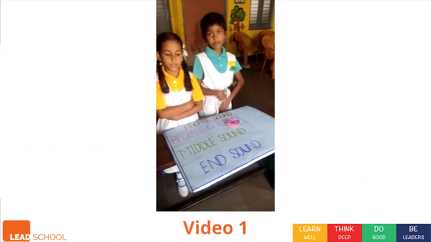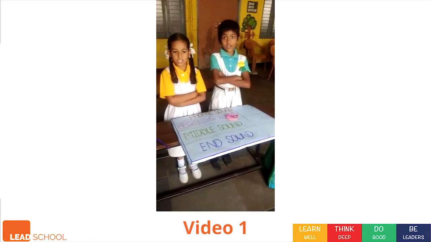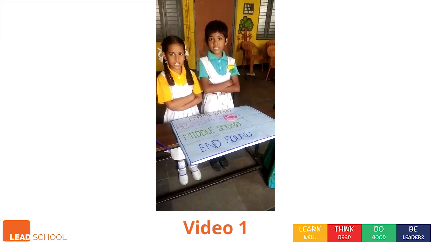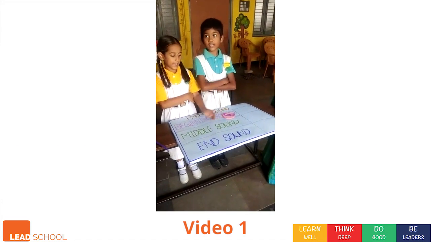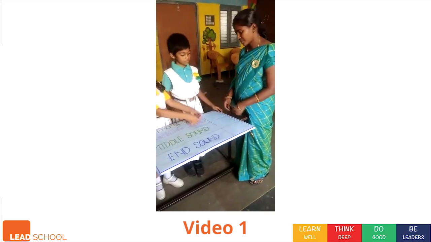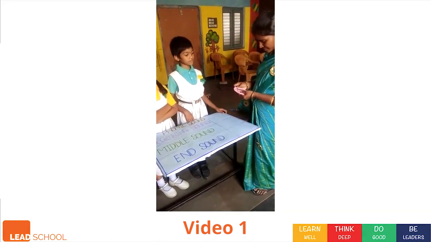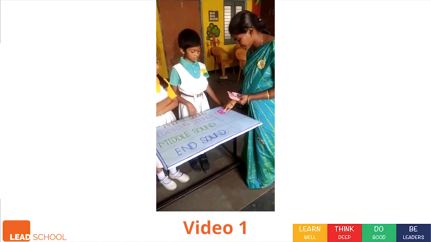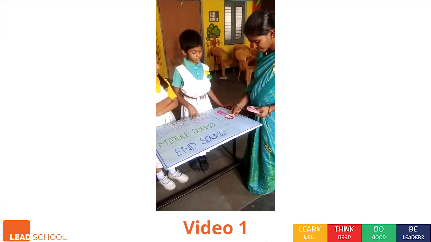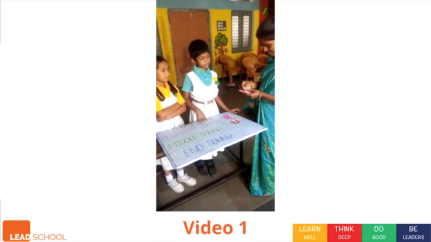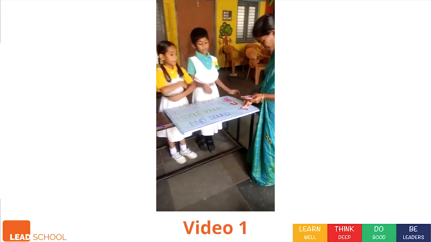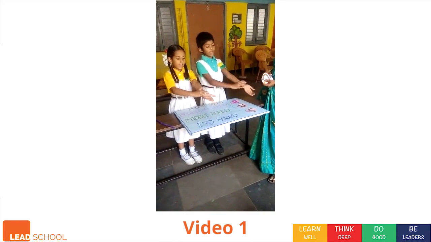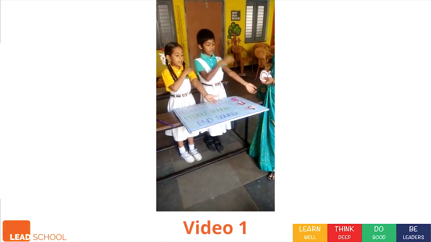Good afternoon, my name is Sai. I will tell about phonic sounds. Please arrange the letters here. Beginning sound is the B, middle sound is the A, end sound is the S.